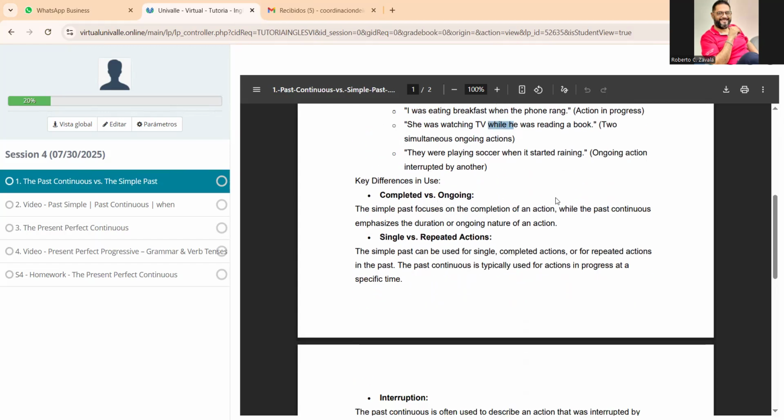The key differences in use: completed versus ongoing. The simple past focuses on the completion of an action, while the past continuous emphasizes the duration or ongoing nature of an action. Single versus repeated action. The simple past can be used for single completed actions or for repeated actions in the past. The past continuous is typically used for actions in progress at a specific time.